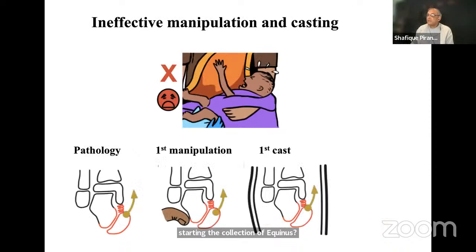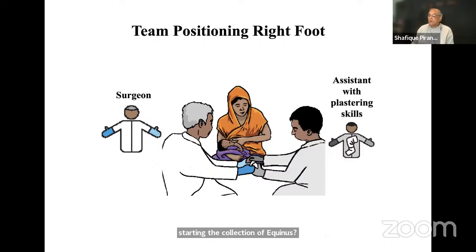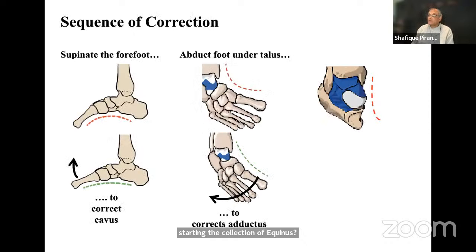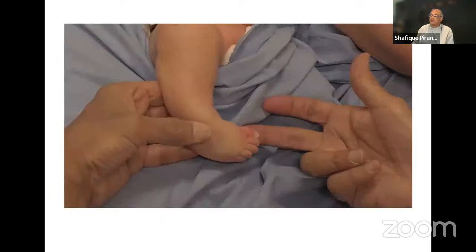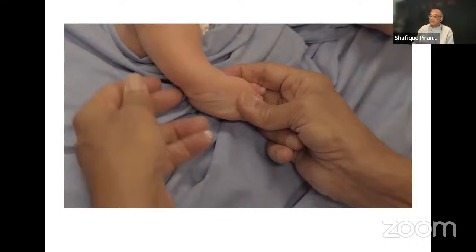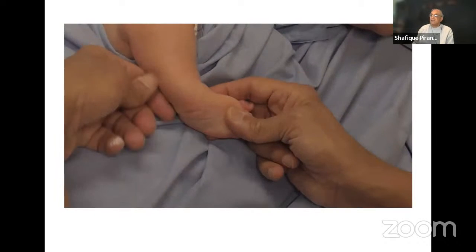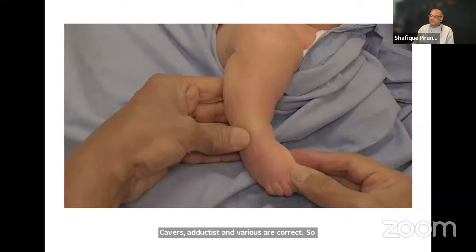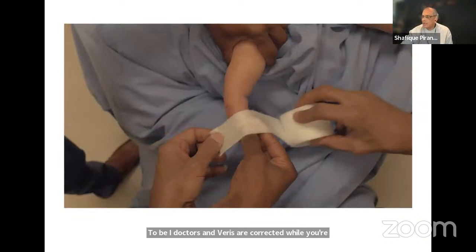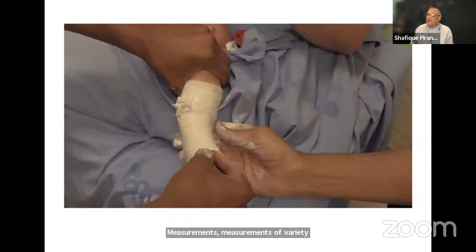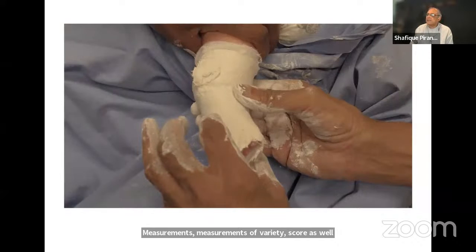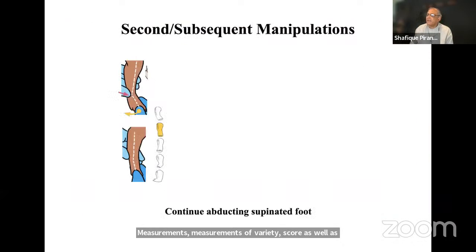So correction of equinus should only happen if you want to avoid problems. Don't focus on the equinus until you are sure cavus, adductus, and varus are corrected. So how are you going to be sure cavus, adductus, and varus are corrected? Well, you're going to use measurements of Pirani score, as well as the angle. And I'm going to take you to this graph again.